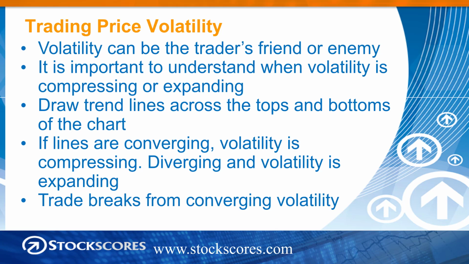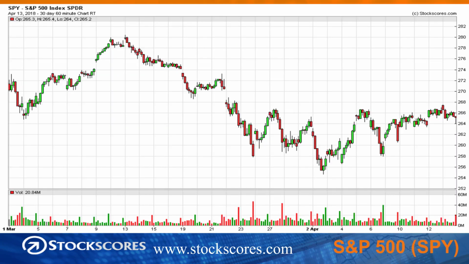Ideally, we want to trade breaks from converging volatility because converging volatility demonstrates that investors have some confidence that the price they have given in the market is correct. And when we break from that, it's usually because there is some important new information that will drive a future trend. So let's look at the chart of the S&P 500 on the 60-minute, 30-day interval and just draw some lines on here.